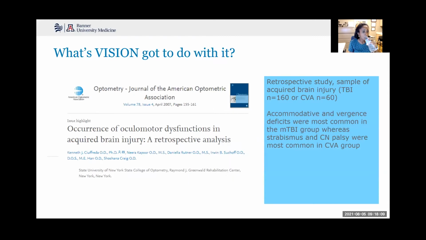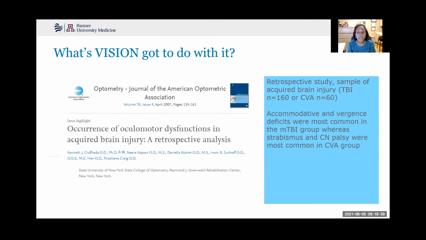So I would be remiss if I didn't talk at least a little bit about some research studies that support what I'm saying. This study here, completed in 2007, is a retrospective study. It looked at a group of 220 ambulatory outpatients with acquired brain injury, and 160 of them were a mild TBI group, and 60 of them were more in a stroke injuries.